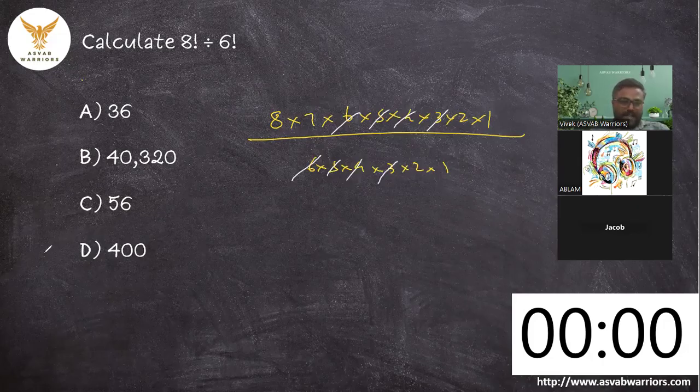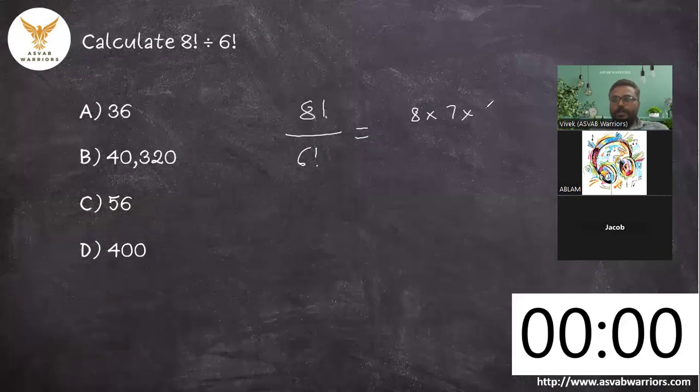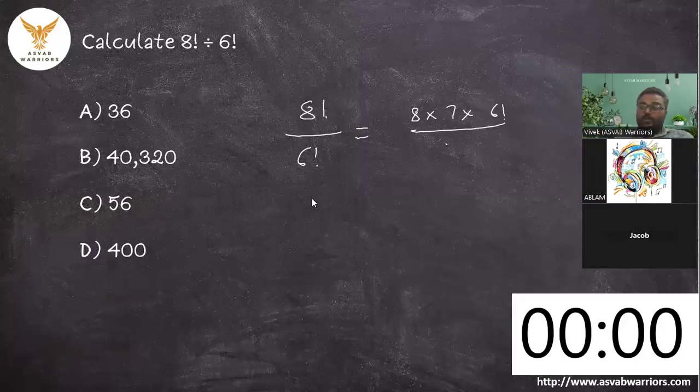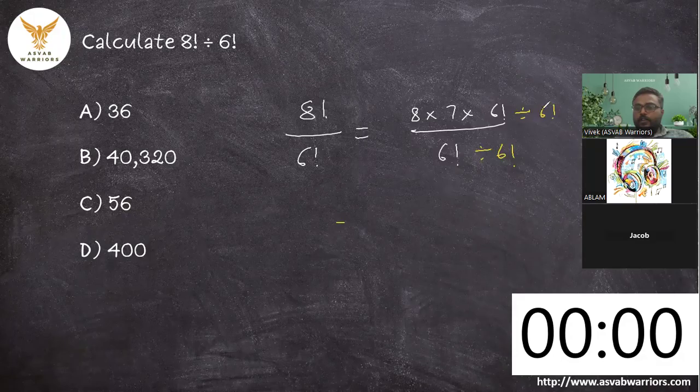You can also do it another way. A smart way is there. 8 factorial over 6 factorial. This will be nothing but 8 times 7 times, and what is the number in the denominator? You can just write it as 6 factorial. Now, as we know, everything is multiplication. What will I do? I will just divide the numerator and denominator by factorial 6. So what do we have? This 6 factorial gets cancelled out. 8 times 7, which is nothing but 56. So option C is correct.